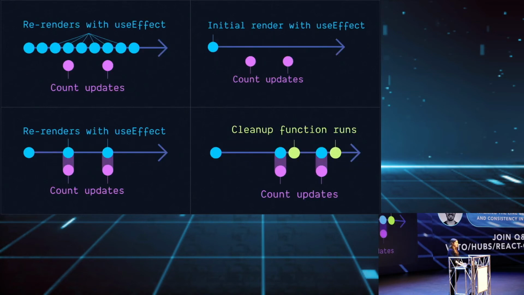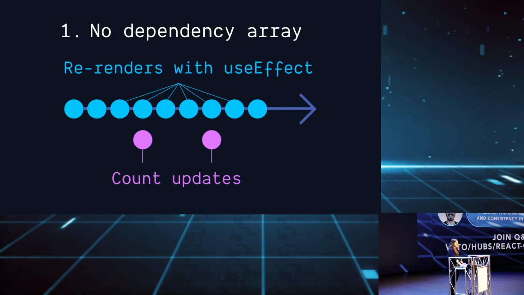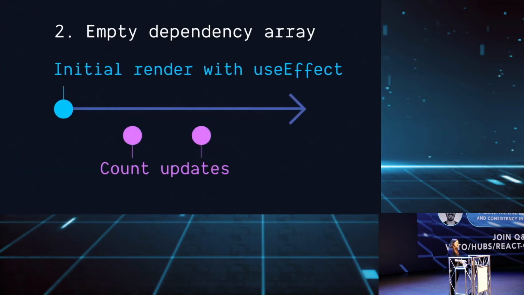So I've made a set of diagrams that try to visualize the difference between these 4 on a timeline. Here's our version with no dependency array. The useEffect function is called on every single re-render, regardless of whether our count variable updates or not. They're not connected. In our second version, where the dependency array is empty, the useEffect function is only called on the first render, and we still don't care whatever the count variable is doing.